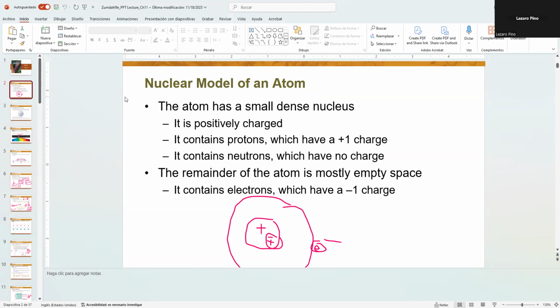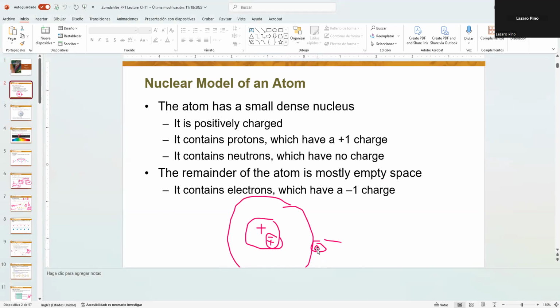The atom has a small and dense nucleus, this one, and the nucleus is positively charged and contains the protons, and also contains the neutrons. But the neutrons are neutral, so the charge is positive according to the number of protons. And most of the atom is empty space, and it contains the electrons that are moving around the nucleus in orbit.